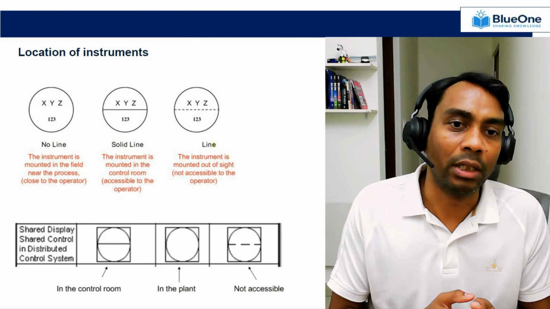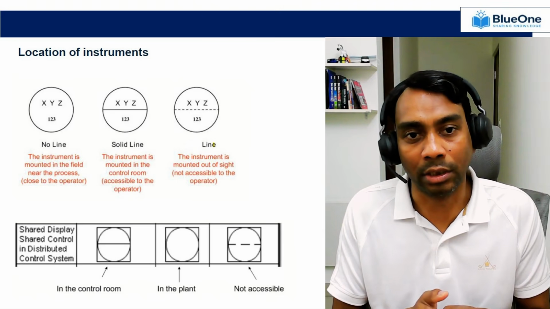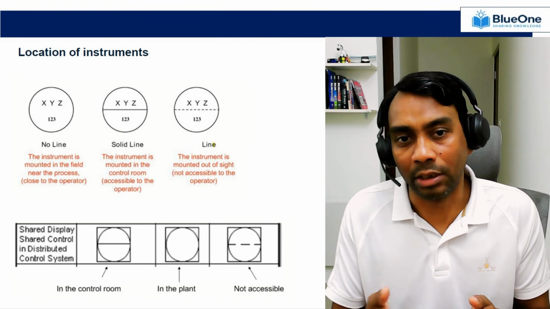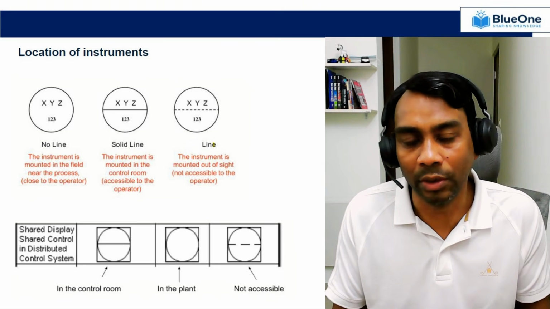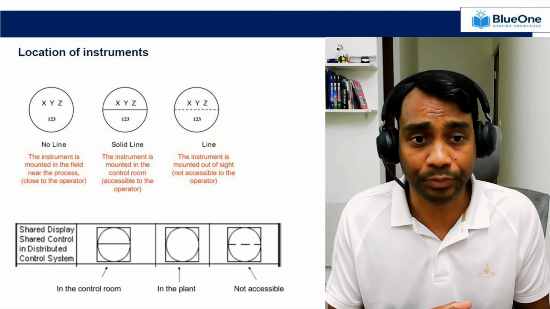If you see a dashed line in the circle, it means the instrument is mounted out of the site. Okay, it is not accessible to the operator. So that indicates your dotted line in the center.